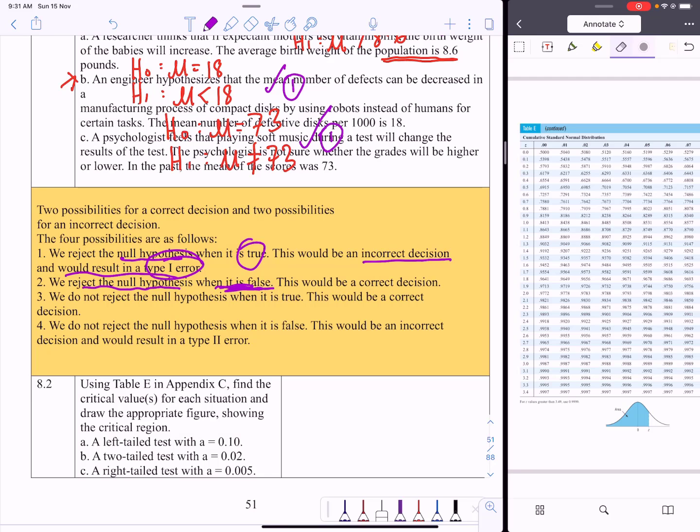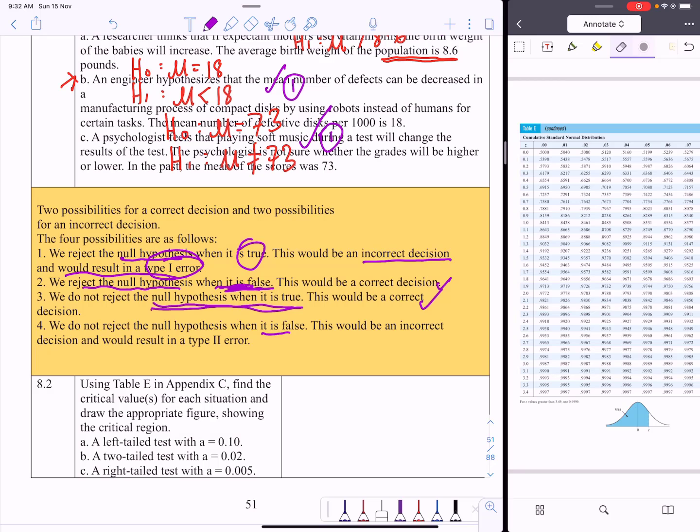We do not reject the null hypothesis when it is true. Okay, this also has no problem. We do not reject the null hypothesis when it is true. This will be a correct decision. There is no problem. We do not reject the null hypothesis when it is false. This will be an incorrect decision and will result in type 2 error.